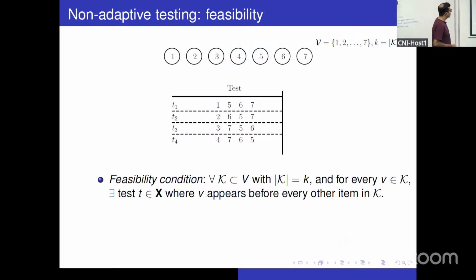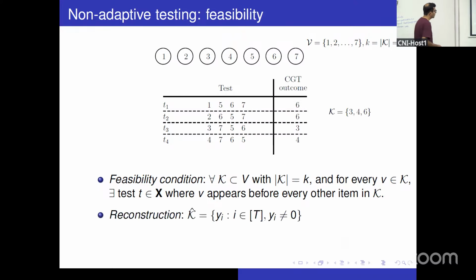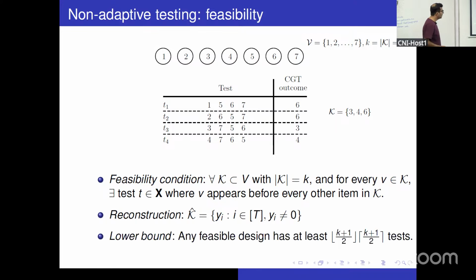Yeah, so in this particular case, it turns out all these conditions are satisfied. And the reconstruction is just immediate here. You just look at what the outputs are. Any item that comes up in at least one of those tests is your defective item, and so the reconstruction is just immediate.